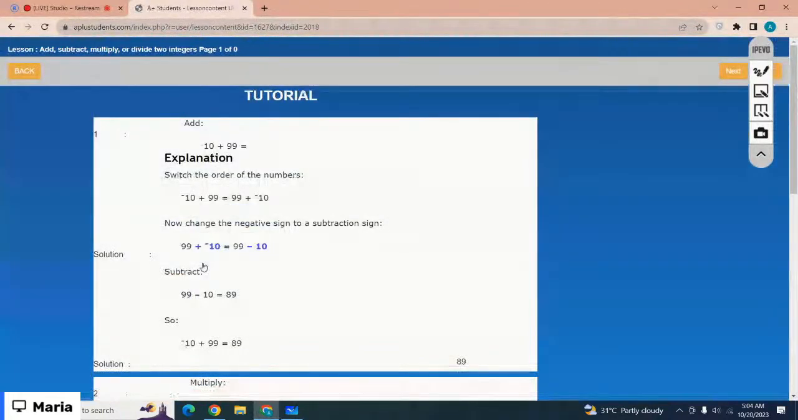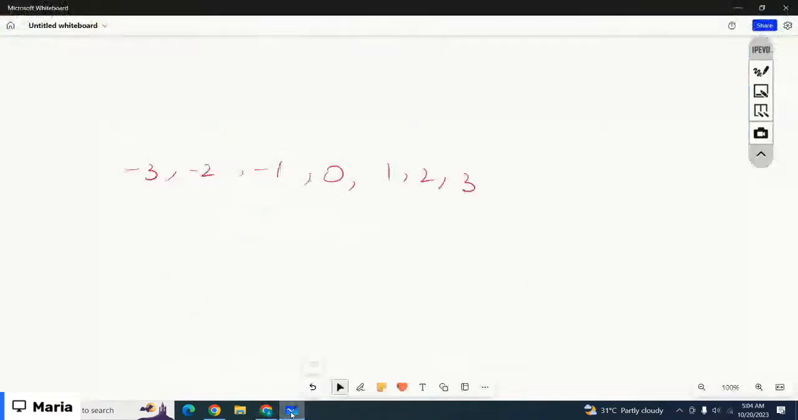Okay, the first one is -10 plus 99, right? That means you have to, basically, adding a negative number is same as subtracting, right? -10 plus 99. So when you rewrite this, it is like this: 99 plus -10. We are adding a negative number. So adding a negative integer is same as subtracting. You need to do 99 minus 10, that is 89. Got it?